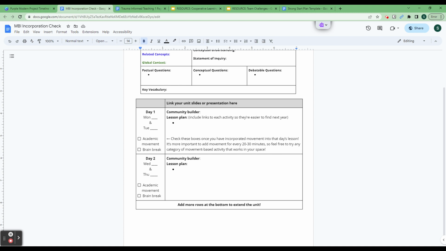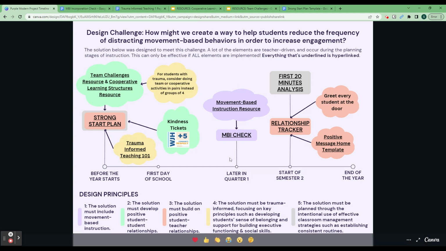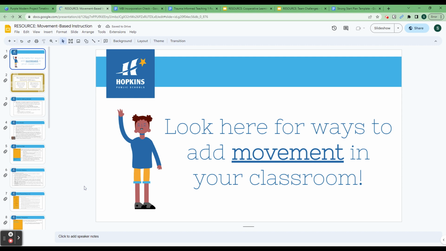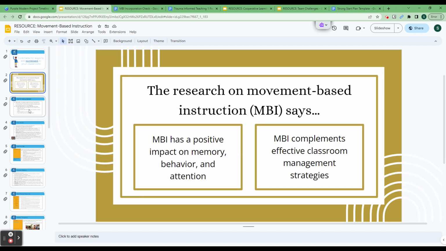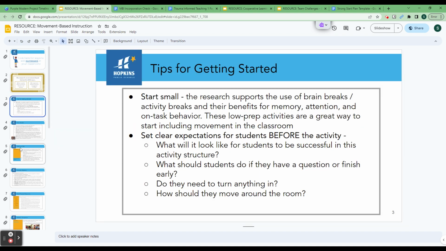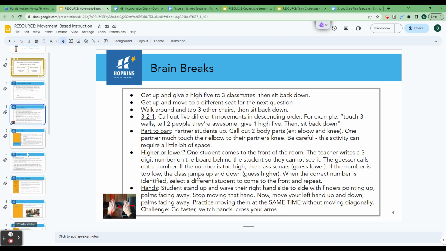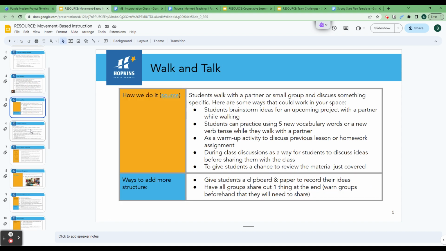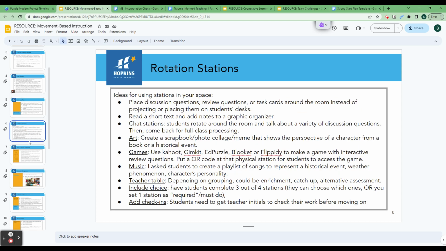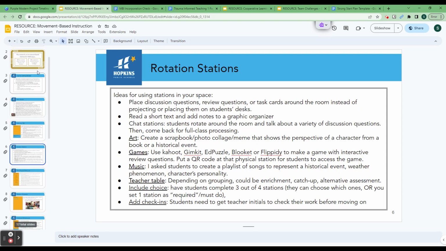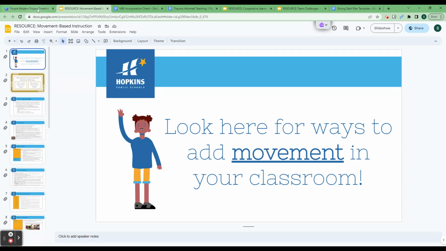But there's a distinguishing piece between academic movement and taking a brain break. Both are equally important and have equal impacts on engagement. The other resource that might help you incorporate more movement based activities into your classroom is this one. The research says that movement based instruction has a huge positive impact, and some of these other activities and tips can help you incorporate movement into what you're already doing. I think that's a really important piece: how can we take what we are already doing and incorporate some movement into it?